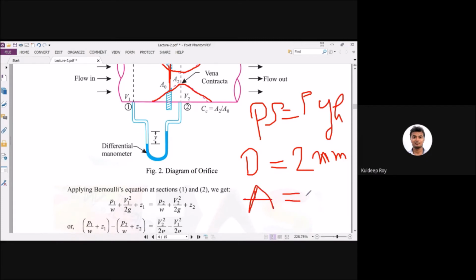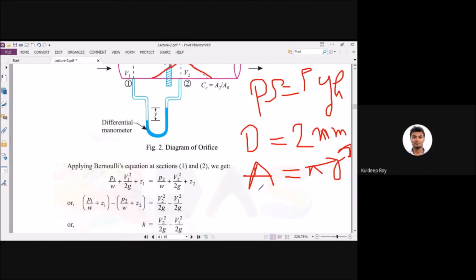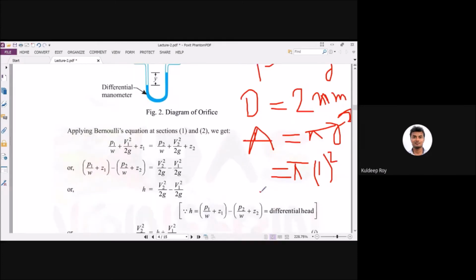Area will be pi r square. Pi is 3.14, multiplied by r squared. The diameter is given, so how much will be the radius? If you want to determine the radius, you have to divide the diameter by 2, then square it, and then you have got the area.